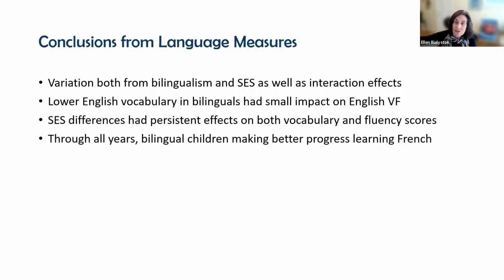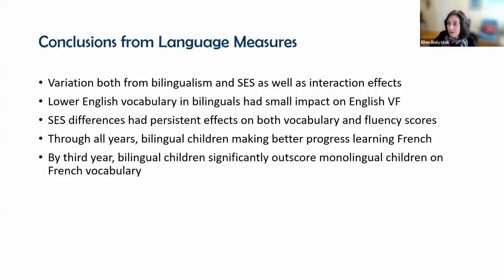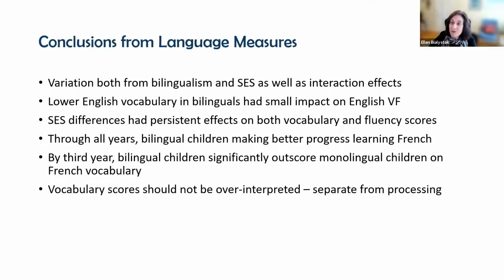And on that regression line that I just showed you, that regression line is significant even in year 1. But by 3rd year, it's very clear that the bilingual children are outperforming the monolinguals in French vocabulary. But again, just to restate what I've been trying to stress, you can't overinterpret vocabulary scores. The real measure of language proficiency has to be made in the context of processing.